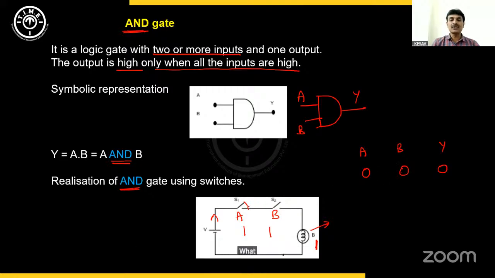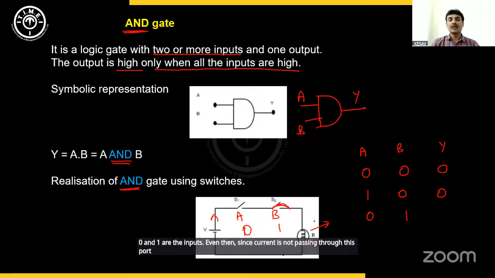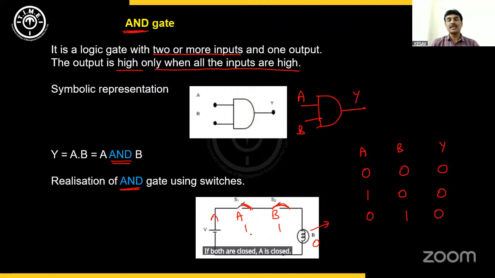What happens if the first switch is closed and the second switch is open? B is open, 0. So 1 and 0. Is the bulb glowing? No. Current is not passing through this. So the bulb won't glow. It gives you 0 output. Say the first switch is open and the second one is closed. Even then, no current will pass through this. B becomes 1. 0 and 1 are the inputs. Even then, since current is not passing through this portion of the circuit, the bulb won't glow. That gives you 0. If both are closed, A is closed, that means it is made 1. B is also closed, that is made 1. Then the bulb will glow, that gives you 1. 1 and 1 will give you output 1.